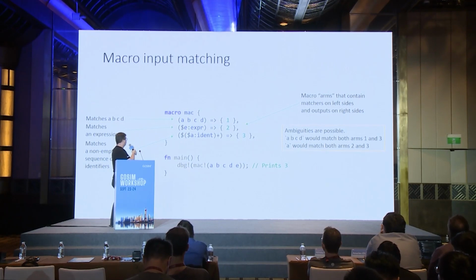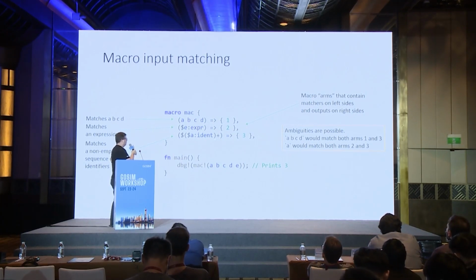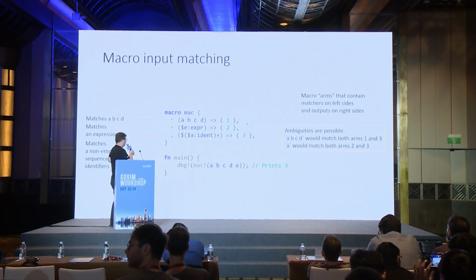Here is just an example of a macro matcher. There are several alternatives. We are matching macro input against all of them. This one matches ABCD, this one matches any expression, and this one matches a sequence of identifiers. In this example, we match this one, and so the output is 3.